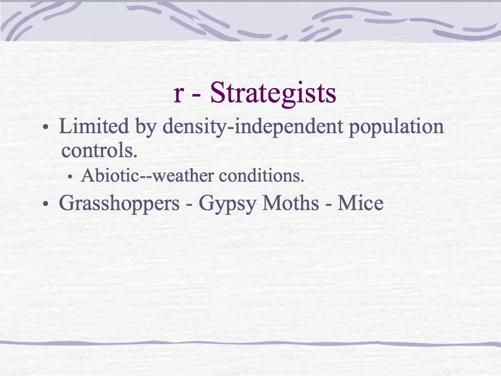R strategists are density independent, so we're looking at weather factors as the big cause of controlling a population. A few examples of these are grasshoppers, gypsy moths, mice, and zebra mussels as well.